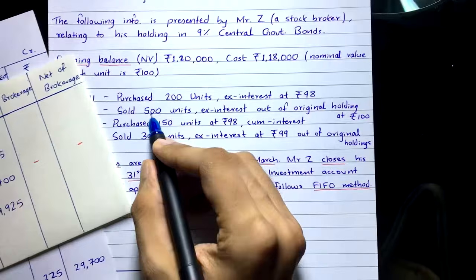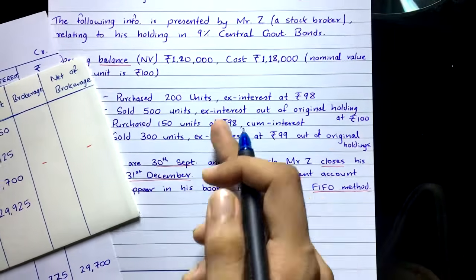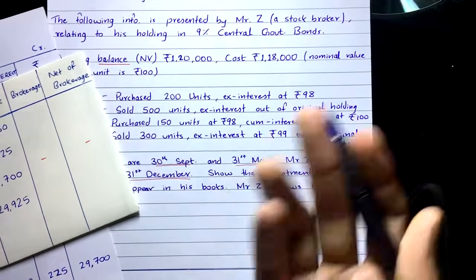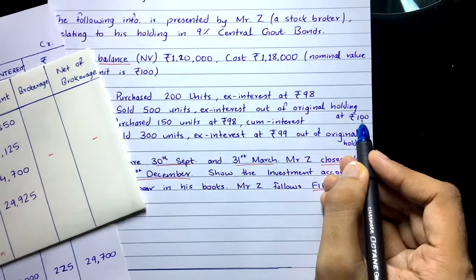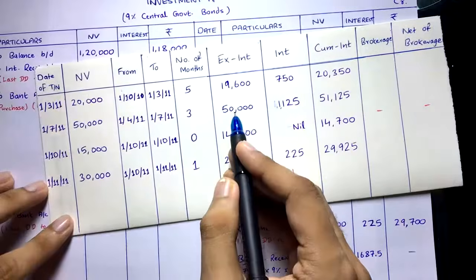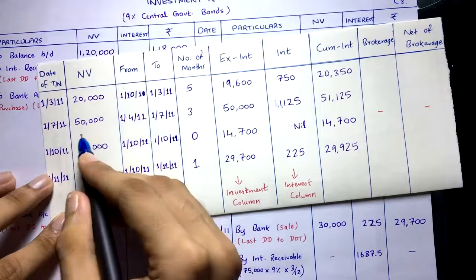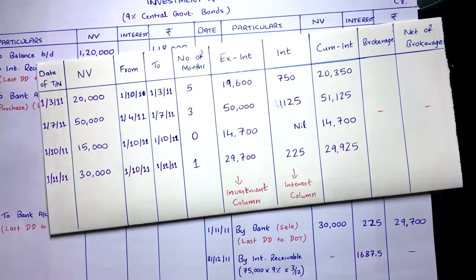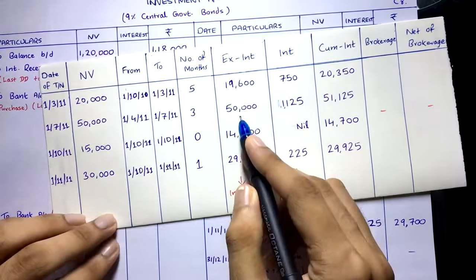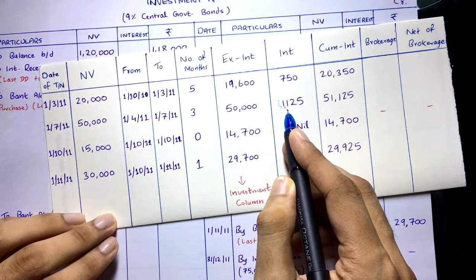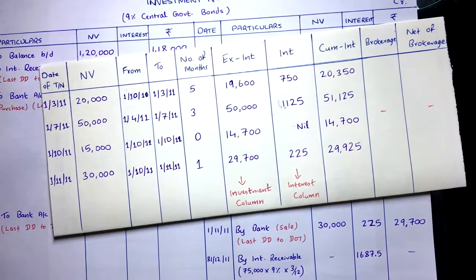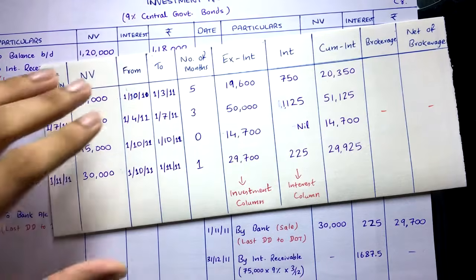Okay, 500 units have been sold. What is the ex-interest price? Ex-interest price can be anything, 98, 97, 95, anything. Here it is 100 in this transaction. So that's why we have got 50,000 over here. Don't think that we have just copied 50,000 from here. No. So to calculate the cum-interest, just add it. 50,000 plus 1,125. You got 51,125 as cum-interest price. Clear? Yes.